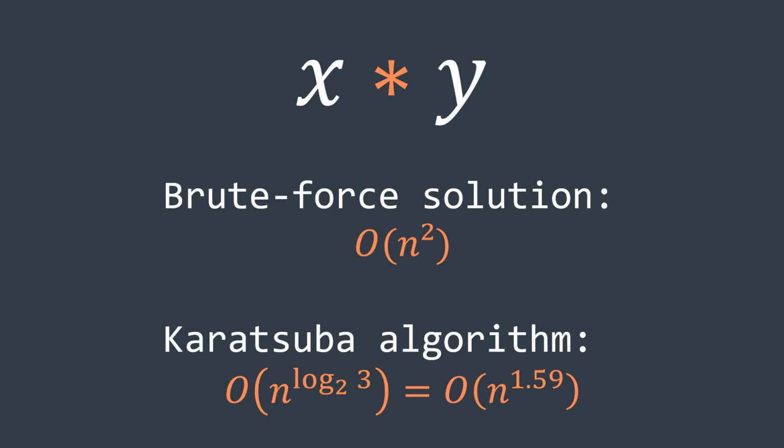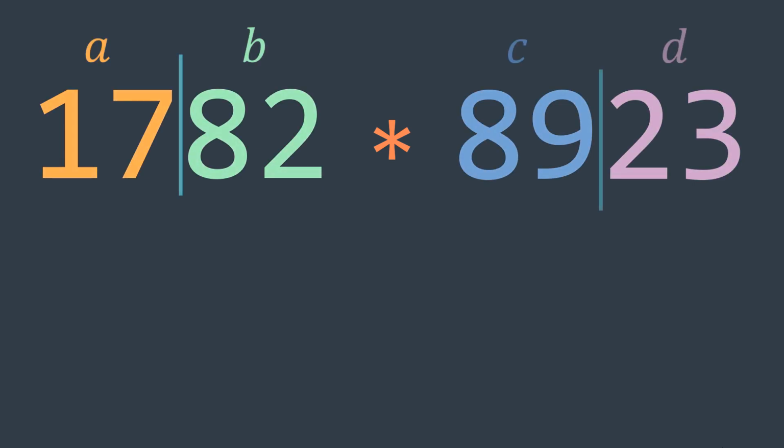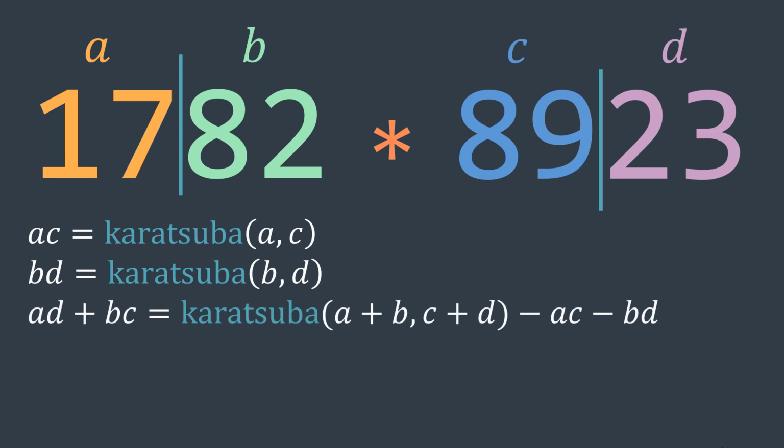To perform the multiplication of two n-digit integers x and y, we first divide x into two parts a and b, and we divide y into two parts c and d. We calculate a times c by using the same function, we calculate b times d by using the same function, and now we need to calculate ad plus bc. ad plus bc is equal to (a plus b) times (c plus d) minus ac minus bd. We already calculated ac and bd, and for (a plus b) times (c plus d), we just use the recursive function we're defining.